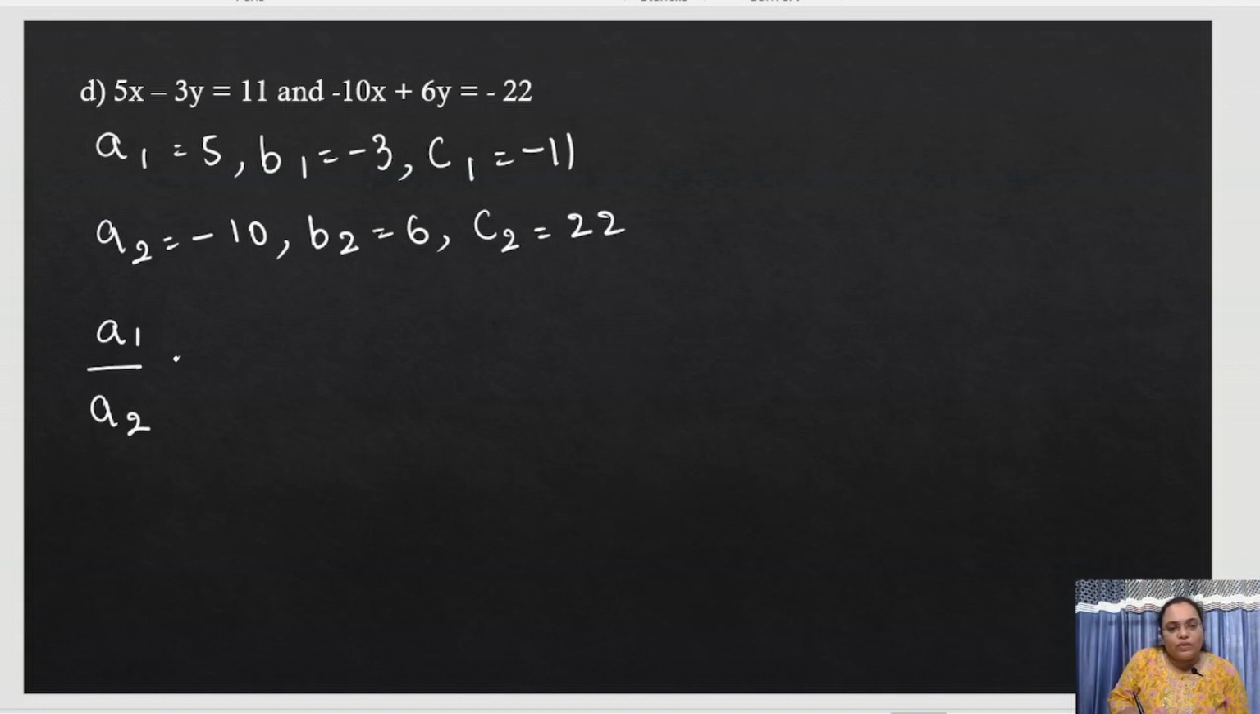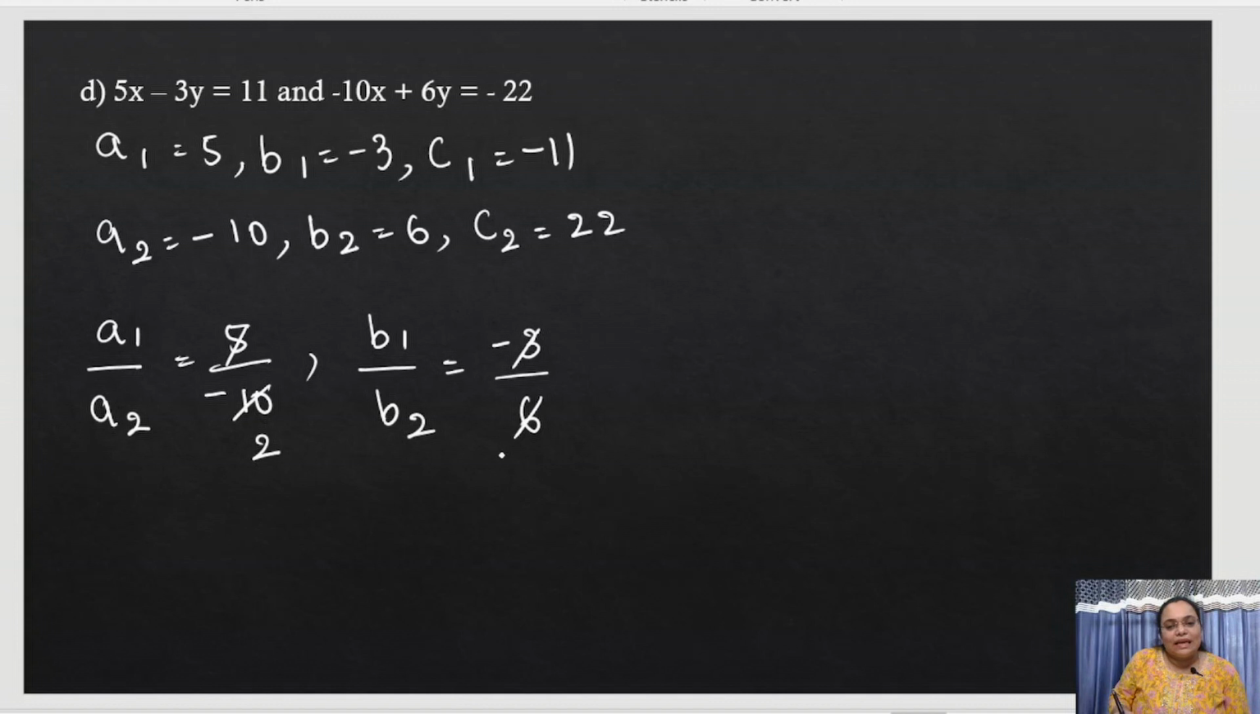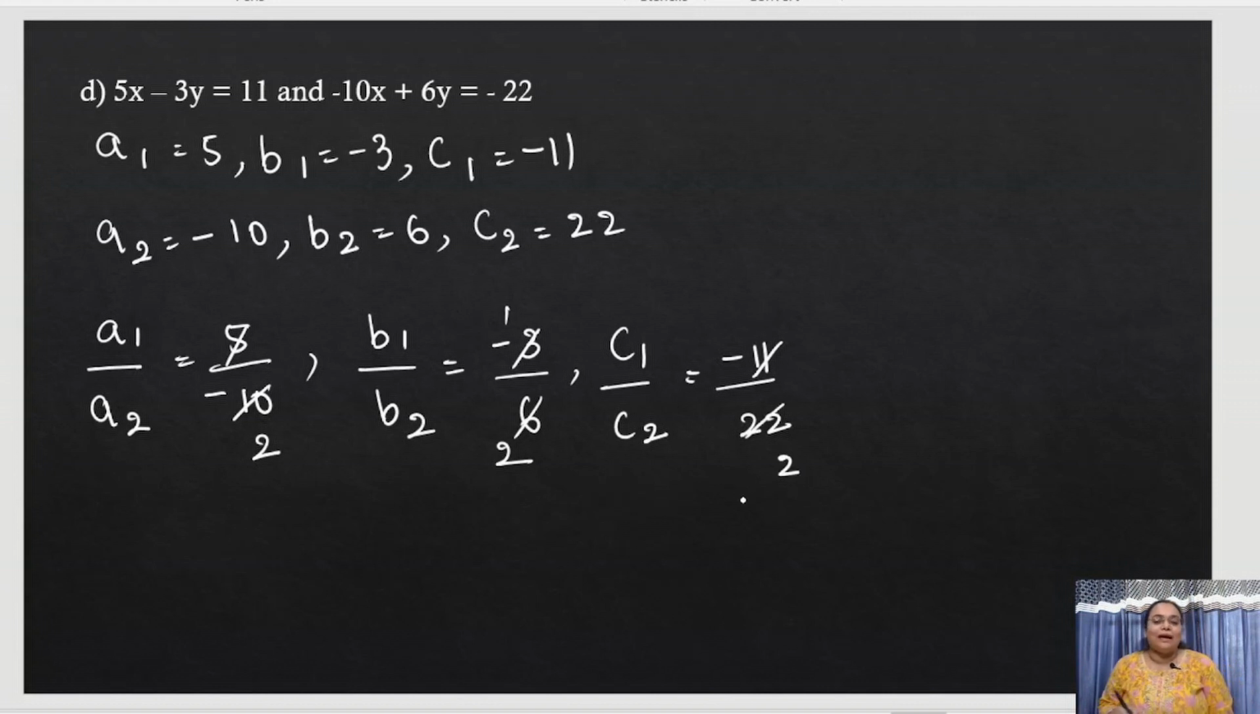A1 by A2 is equal to 5 by minus 10, which is minus 1 by 2. Then you will get B1 by B2 is equal to minus 3 by 6. You will again get minus 1 by 2. Then C1 by C2 is equal to minus 11 by 22. It is again minus 1 by 2.